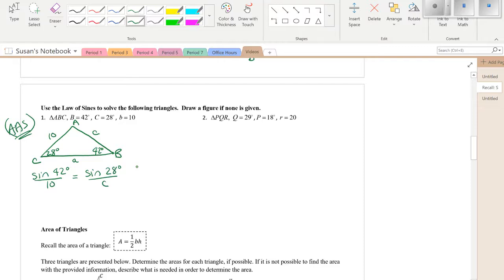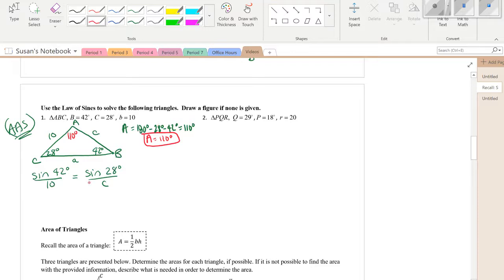Before I even solve that, I can solve for the angle A. Remember that all the angles in a triangle add up to 180 degrees. So angle A is equal to 180 degrees minus 28 degrees minus 42 degrees, which is equal to 110. So that means that this is 110 degrees. Please make sure you always label angle measures in degrees for your triangles. That is something I'll be looking for. So we get A equals 110.